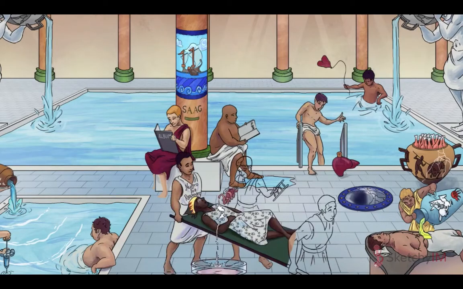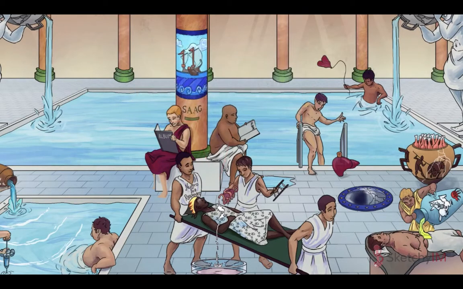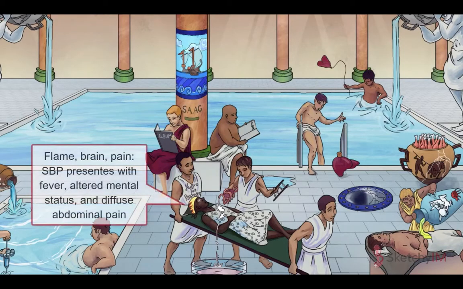A common complication of ascites in patients with cirrhosis is spontaneous bacterial peritonitis, or SBP, which occurs due to the infiltration of gut bacteria into the acidic fluid. It's symbolized by this bath patron here, who seems to have spent a little too much time in the hot tub. Notice the bacterial garb he has on. These patients present with fever, altered mental status, and diffuse abdominal pain. And he's definitely experiencing all three right now. In a patient with ascites and cirrhosis, this is not a good sign. Time to get a paracentesis.